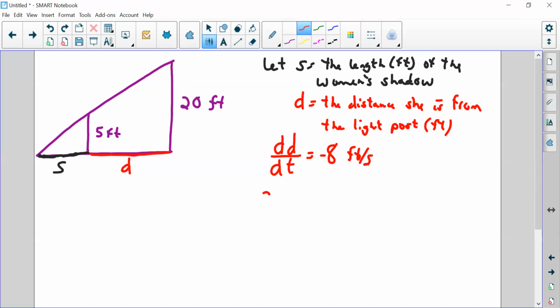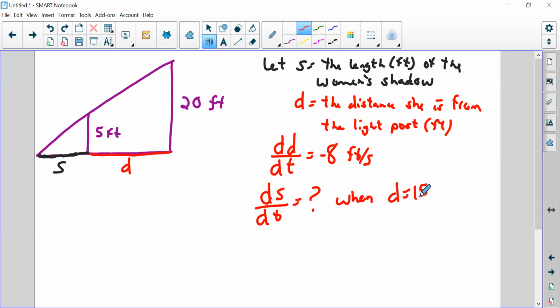All right, so we want to find ds over dt. That's our unknown. And we want to do that when she is 15 meters from the street light. So what would that notation be? D is equal to 15. So when D is equal to 15.